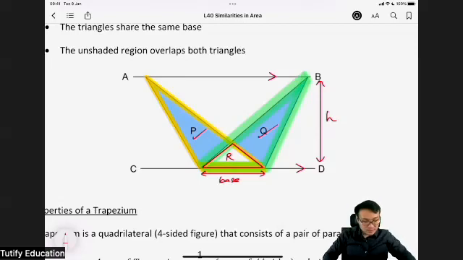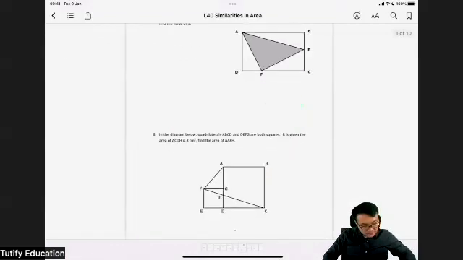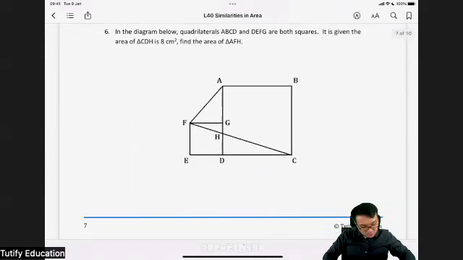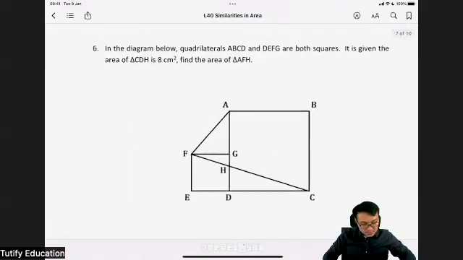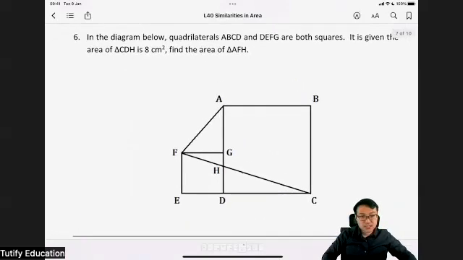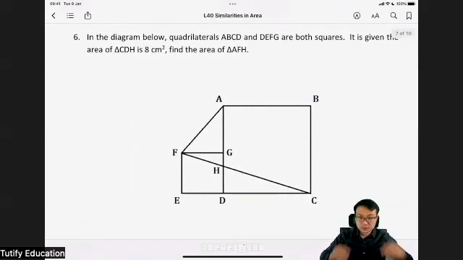Now that you understand the butterfly concept, let us try a question that involves the butterfly concept. Everybody, can you go to page number 7? Page number 7, question 6. Can you look at the diagram here?